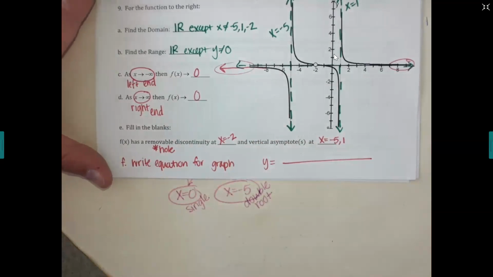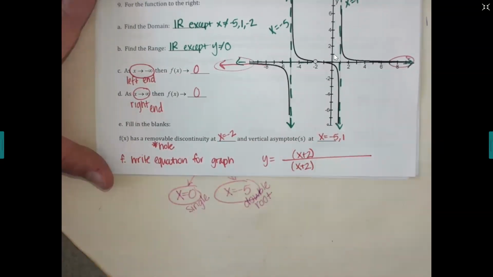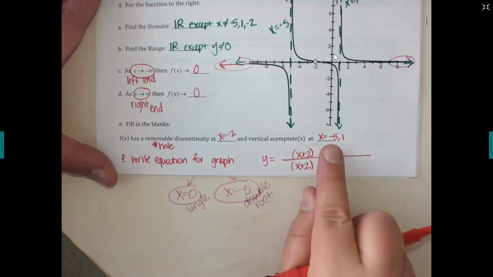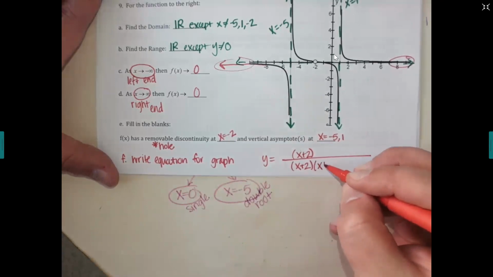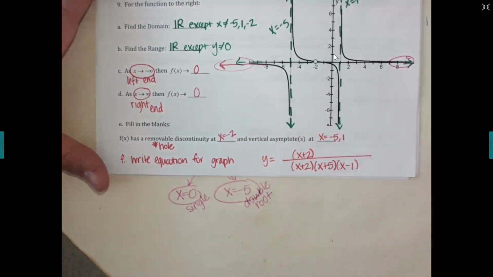And then remind me, where is the hole in the graph? What number? The -2 would be what parentheses? X plus 2, right? Because remember, we switched the sign? And where do holes go in the equation? Top, bottom, or both? So I put in X plus 2 in both spots. Do I have any vertical asymptotes? We have one at -5, one at +1. Where do those go? Top, bottom, or both? Bottom only, and if it's a -5, what do I write for the parentheses? +5. And for my +1, I would change it to a -1.